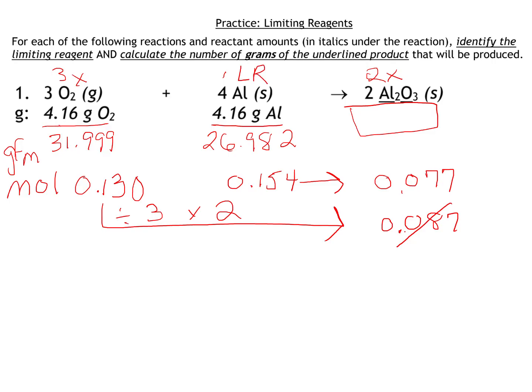Now we're ready to find our number of grams of aluminum oxide that are actually formed. The GFM for aluminum oxide is 101.962. To give us 7.85 grams of aluminum oxide will actually be formed.